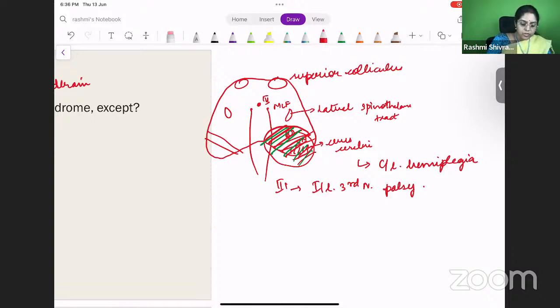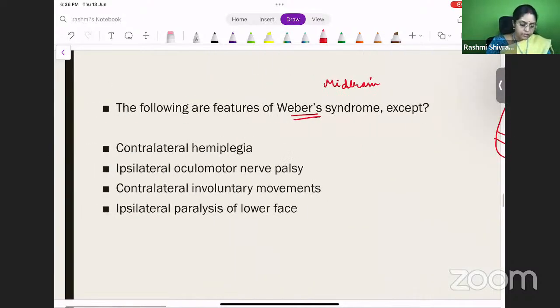Also, some part of the substantia nigra is getting affected. So you will have contralateral tremors, contralateral involuntary movements, especially tremors. So in this question, the patient is having contralateral hemiplegia, ipsilateral oculomotor palsy, ipsilateral third nerve palsy, and contralateral involuntary movements. But what is not found in Weber syndrome? That will be ipsilateral paralysis of the lower face, right? There is no role for the lower face fibers here. It is a midbrain syndrome basically, so ipsilateral paralysis of the lower face is not there.